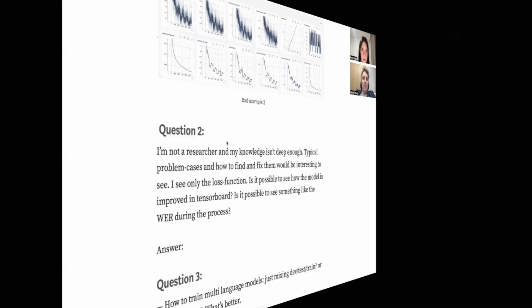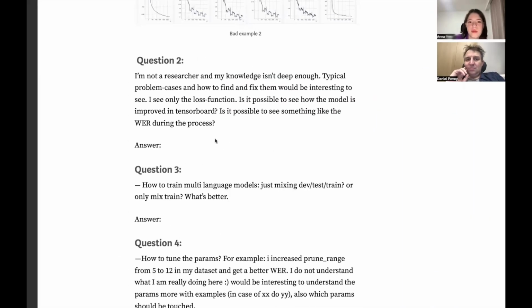I'm not a researcher and my knowledge isn't that deep, but typically problem cases and how to find and fix them would be interesting to see. I see only the loss function. Is it possible to see how the model is improving in TensorBoard, or to see something like WER during the process? Well, if you want to see the word error rate, we don't really have a way to plot it, but you can decode it at different epochs using the decode.py script, and that's something we commonly do.